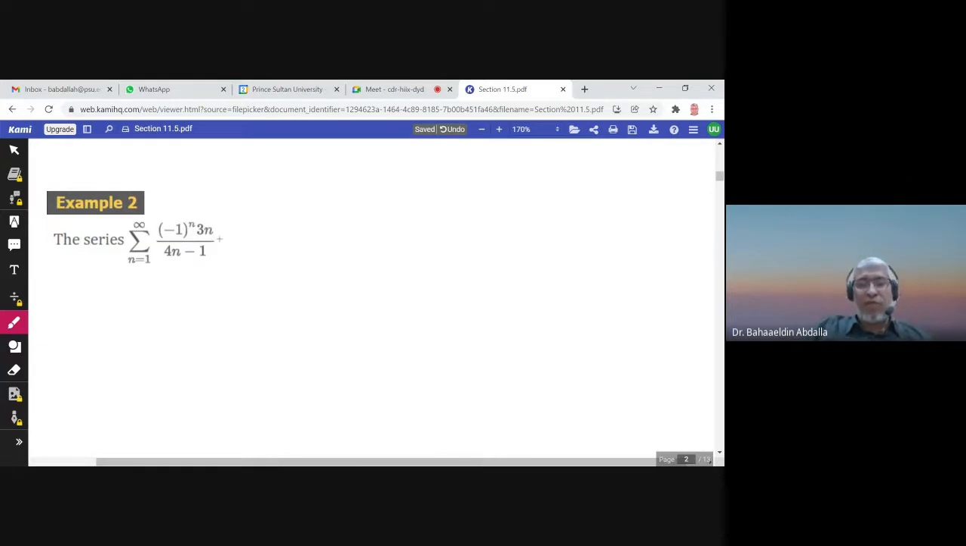Another question, another example. What is bn here? It is 3n over 4n minus 1. Let us find the limit of bn when n goes to infinity.